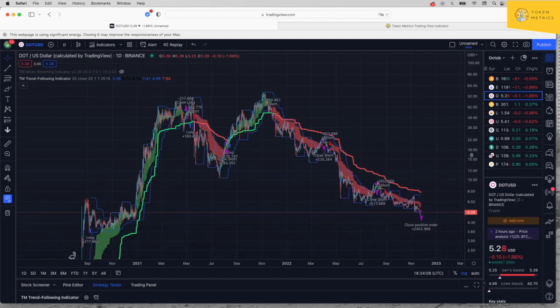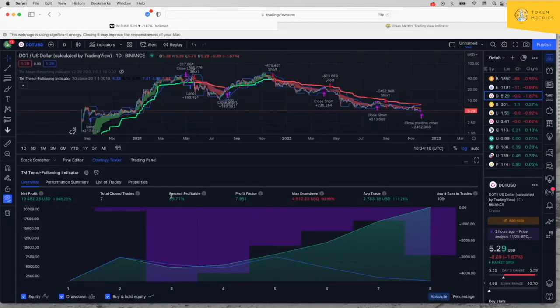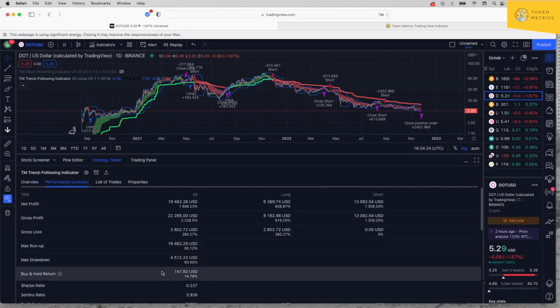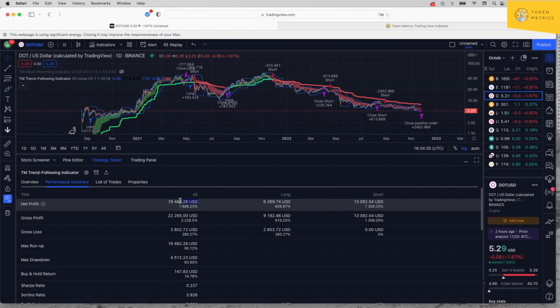And then if we look at the backtest, the accuracy of the trade is very high for Polkadot, it's about 85%, but it's only 7 trades. But overall, we do outperform holding. Buy and hold would have given only 14% compared to our strategy, which would have given a lot more, 1,900%. And the longs and shorts have been performing pretty well for this coin.